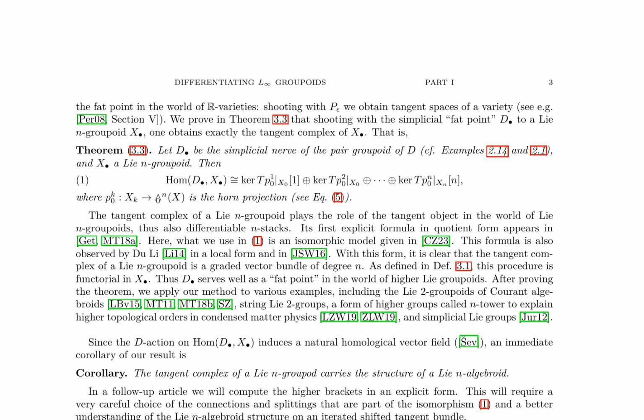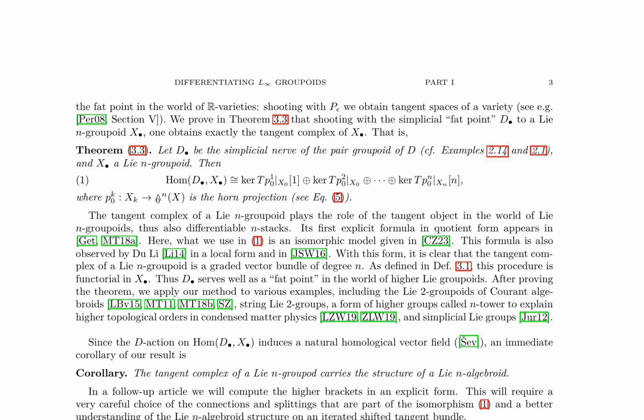The paper introduces a new method for differentiating Lie n-groupoids, which are higher geometric objects that generalize classical Lie groups and manifolds. It utilizes the concept of a fat point in the world of R-varieties, represented by the simplicial nerve of the pair groupoid of D, denoted D. This approach allows for the computation of the tangent complex of a Lie n-groupoid, which is a fundamental structure in the context of higher geometry and field theory.